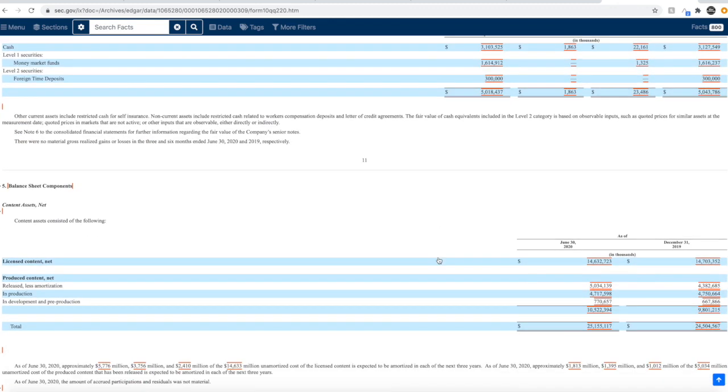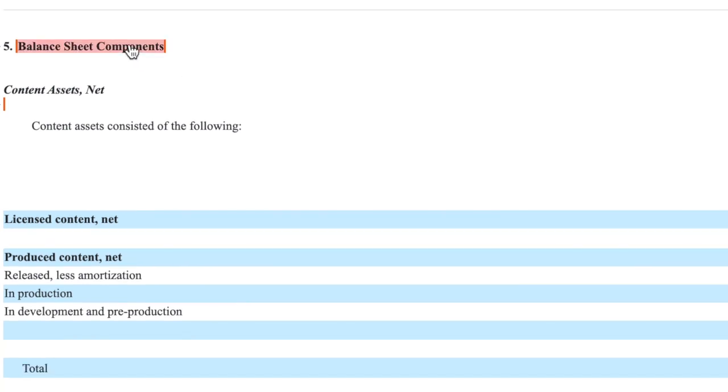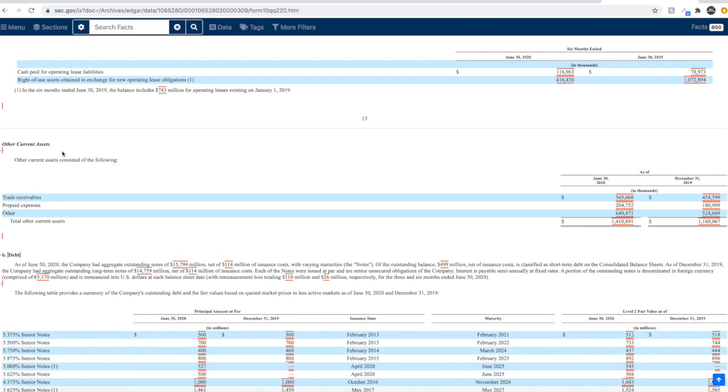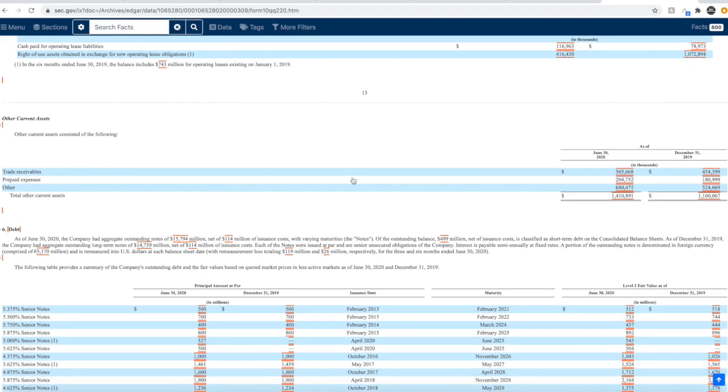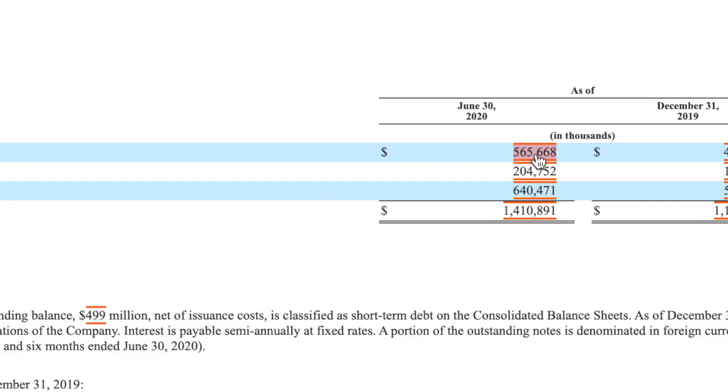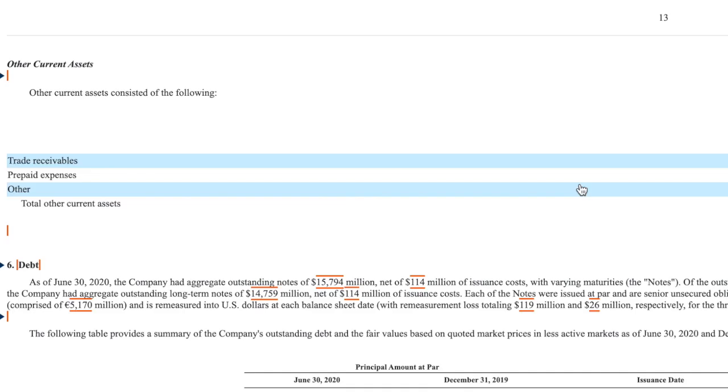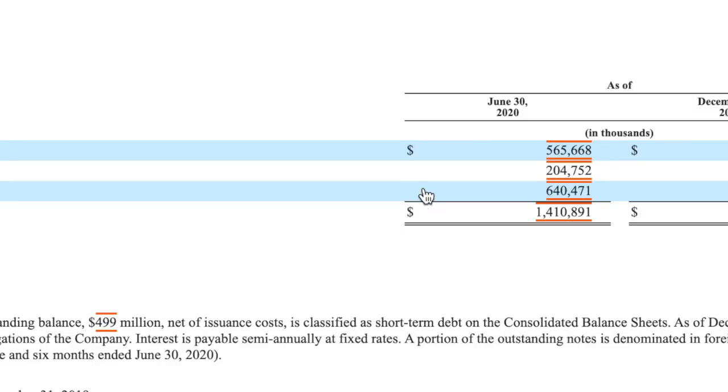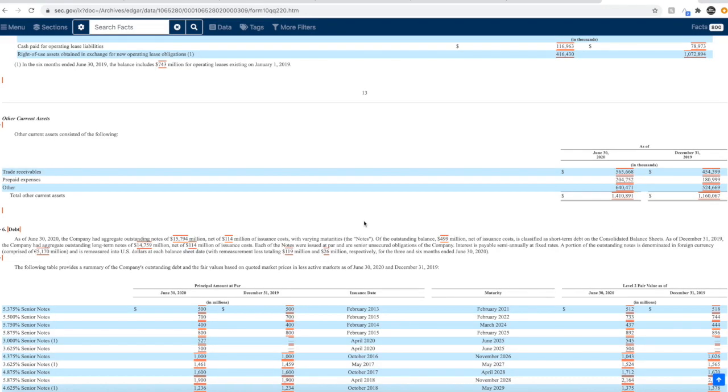In Netflix's balance sheet, we come to a section called Balance Sheet Components. We can see that other current assets is located here, and we can see that trade receivables make up around $565 million. Then there are prepaid expenses for $204 million and other for $640 million. Trade or accounts receivables is just the amount of cash that a business is owed that hasn't been paid by its customers or clients. Other current assets could include prepaid expenses, which are expenses that Netflix has already paid for but haven't been used yet.